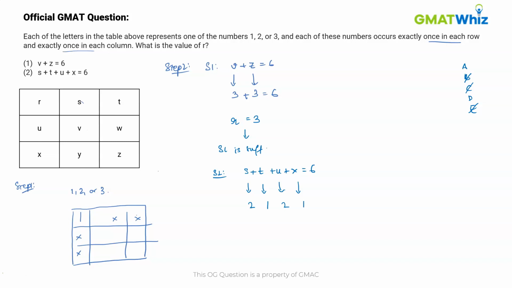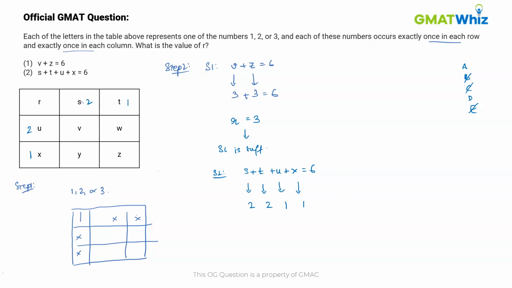So in the table here, we have S equal to 2, T equal to 1, U equal to 2 and X equal to 1. Now, some of you might take the value as T equal to 2 and U equal to 1. But keep in mind, when you substitute these values, if we put T as 2, then the same row, that is the first row, will have two 2's, which is not possible. So the value of T has to be equal to 1.